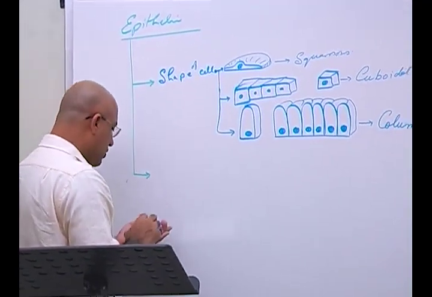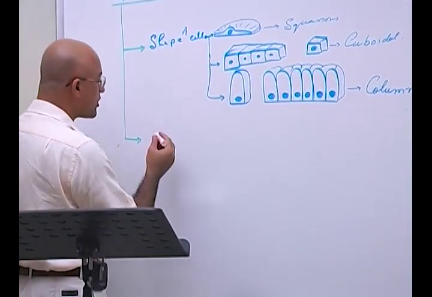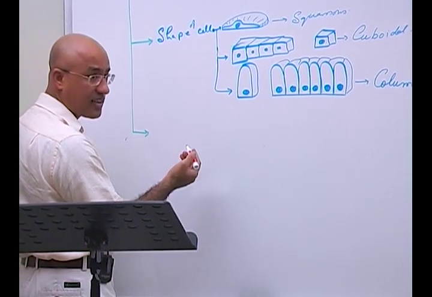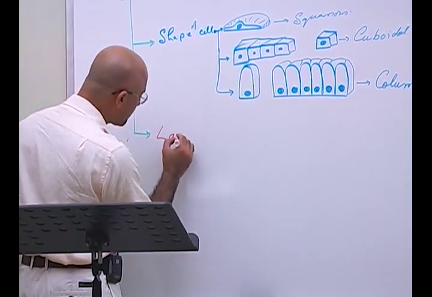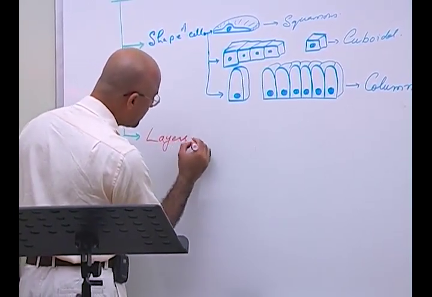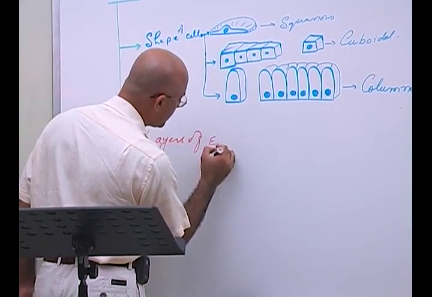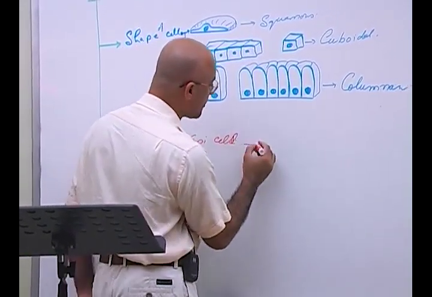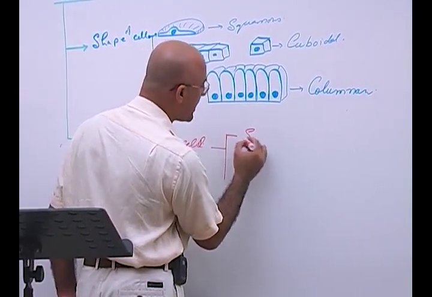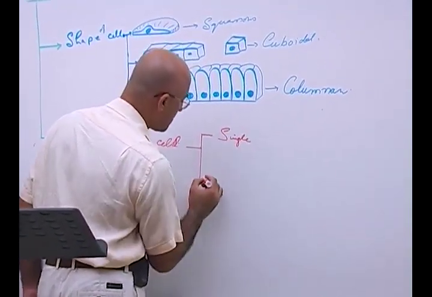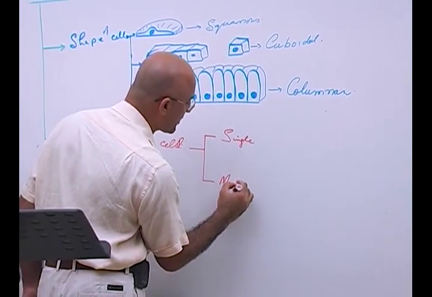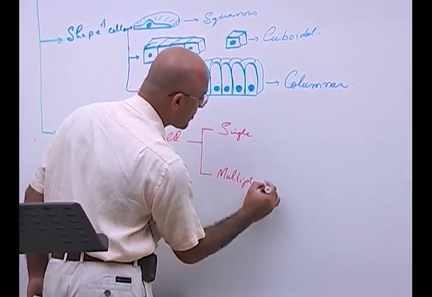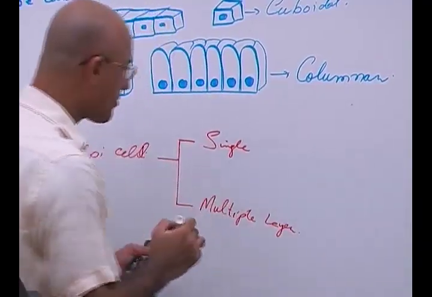Am I clear? Now, this is one way to talk about epithelium, according to the cell. And then another way to talk about epithelia is according to how many layers of cells are there. According to the layers of epithelial cells. Right? Now, when we talk about layers of epithelial cells, there may be a single layer, or epithelial tissue may have multiple layers of cells.